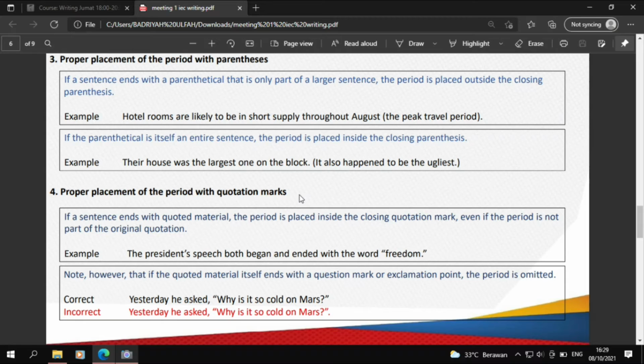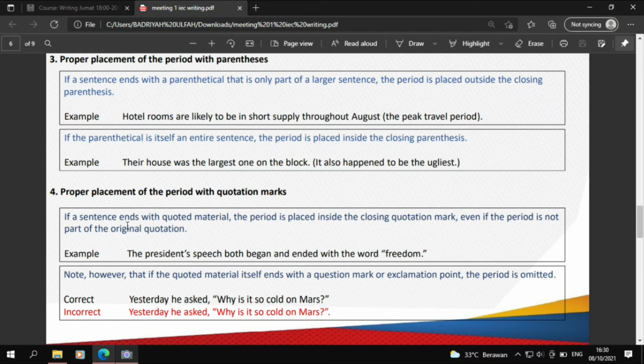Ya, jadi ini sebenarnya udah sedikit mempelajari the other punctuation, gitu ya. Jadi ini salah satu punctuation yang lainnya, quotation mark. Jadi tanda petik bahasa Inggrisnya quotation mark. Nah, katanya, if a sentence ends with a quoted material, the period is placed inside the closing quotation mark, even if the period is not part of the original quotation.